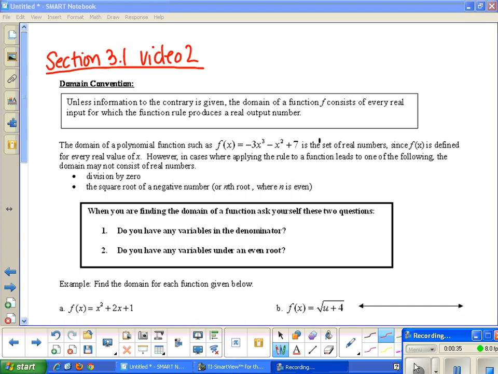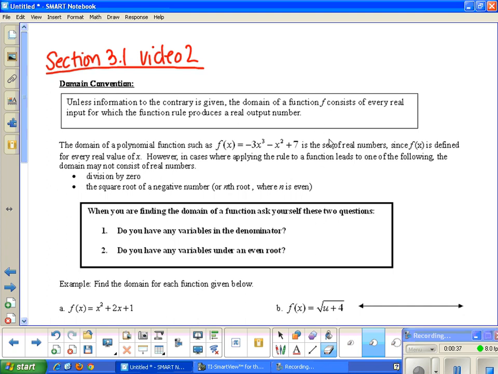Now remember, polynomial functions, you don't have any radicals in your equation, you don't have variables in the denominator. That's just from Algebra 2, so that's why we can say it's all real numbers.